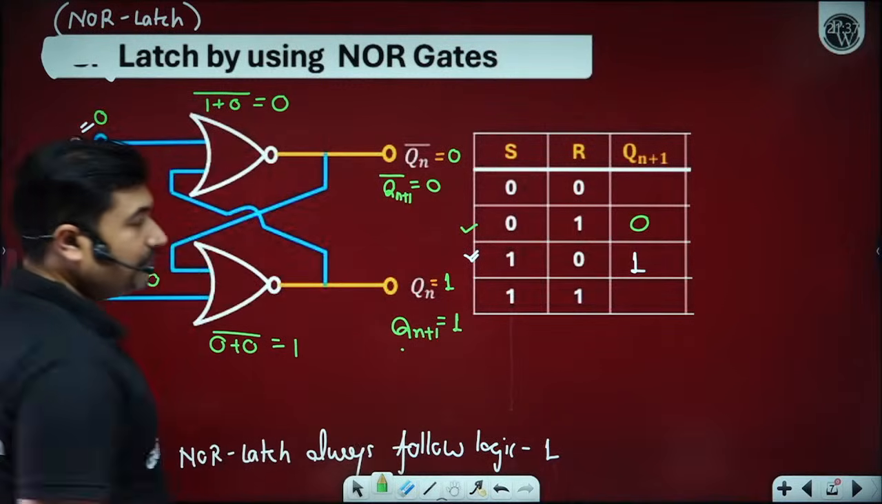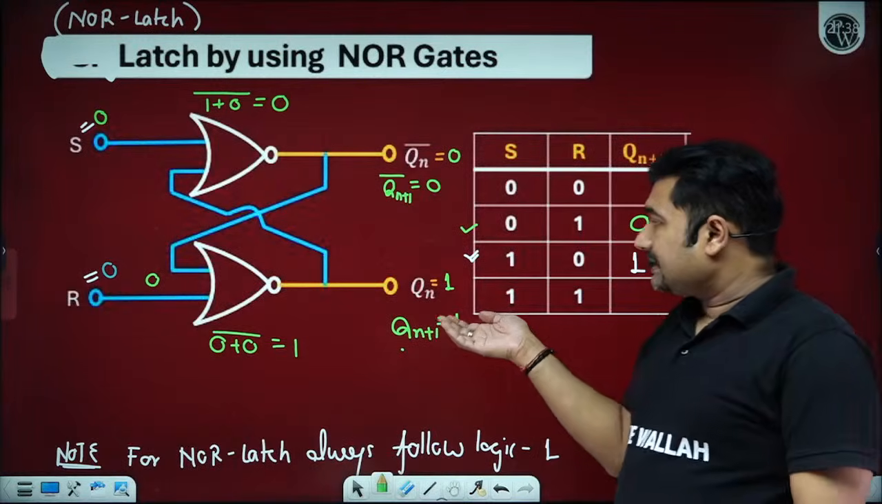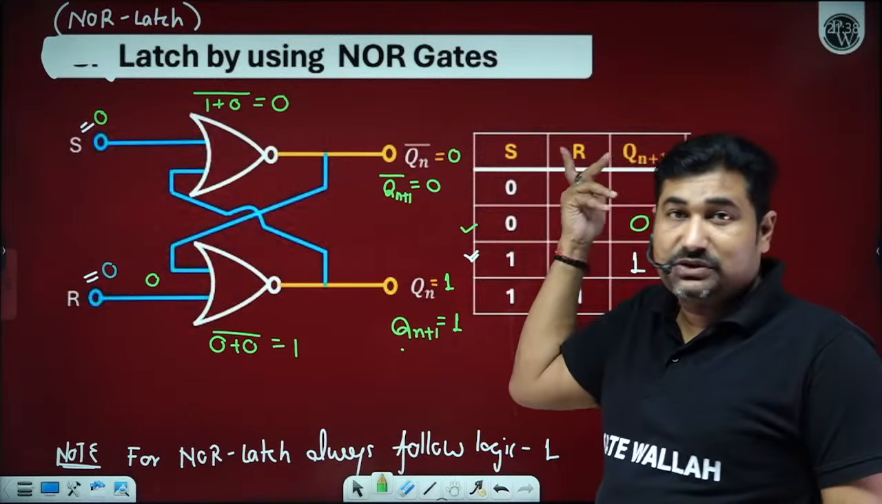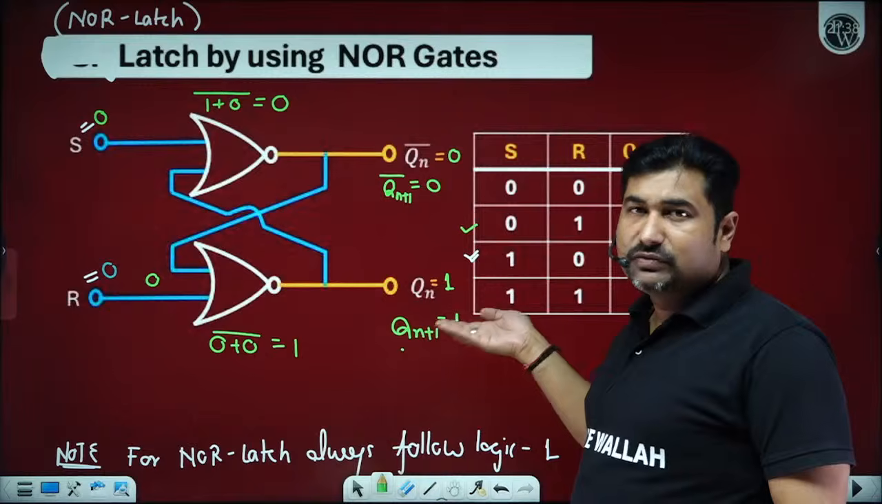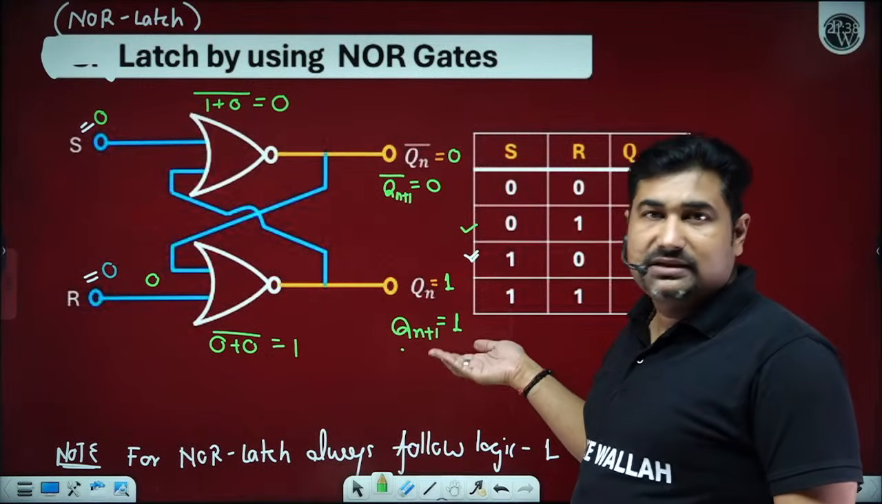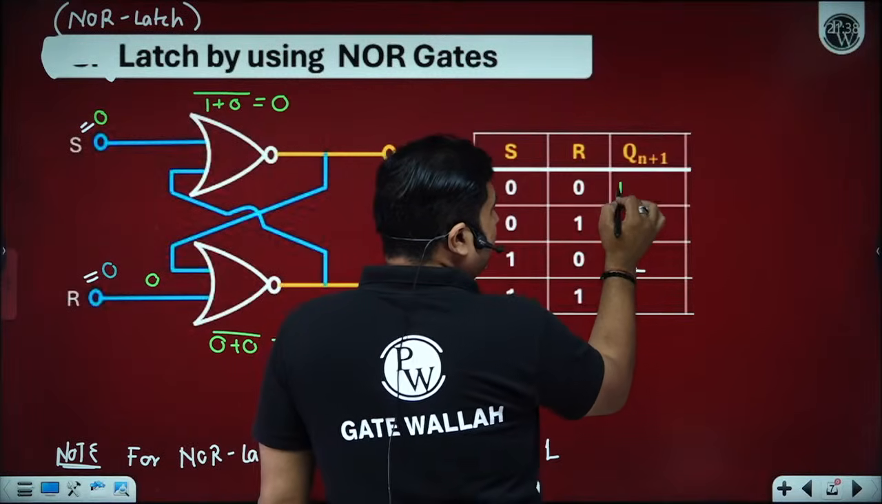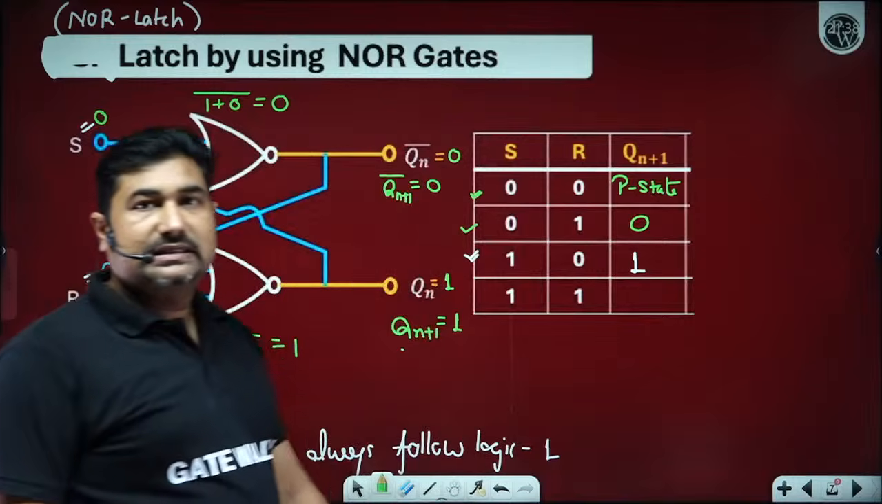We are getting 1. So we have observed Qn plus 1 is the same as Qn if S equals 0 and R equals 0. If Qn is 1, again we are getting Qn plus 1 as 1. If Qn is 0, we are getting again Qn plus 1 as 0. So it means for 0, 0, when both the logic gates get enabled, we are getting the previous state. How many of you are able to understand, Betaji?